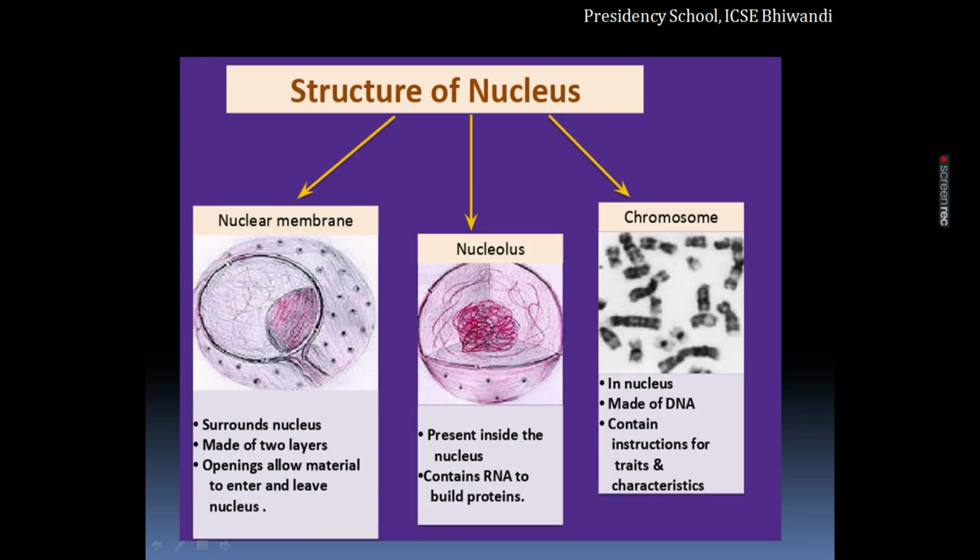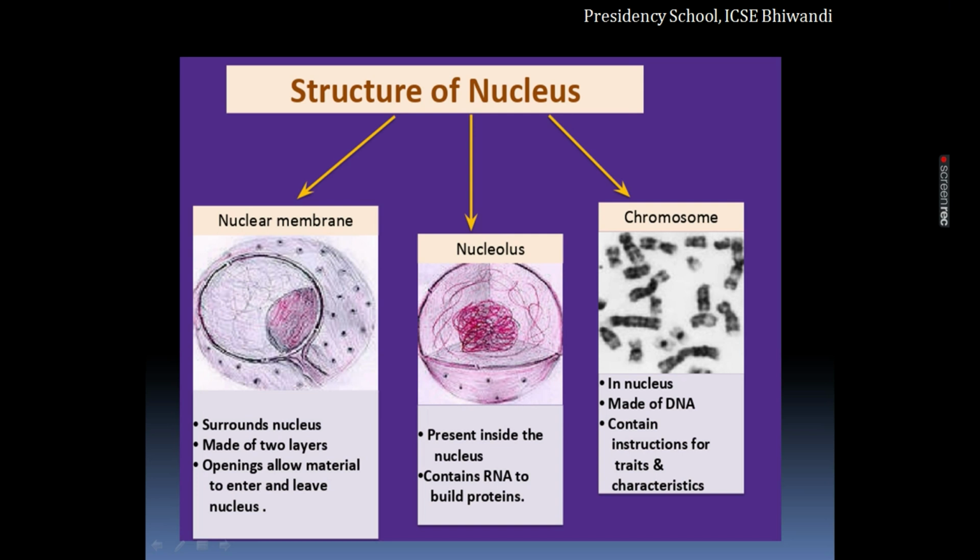Let's understand the structure of the nucleus. The structure of the nucleus consists of the nuclear membrane, nucleolus and chromosome. Nuclear membrane, which surrounds the nucleus, is made up of two layers, which helps allowing the material to enter and leave the nucleus. Nucleolus, which is present inside the nucleus and contains RNA to build up proteins.